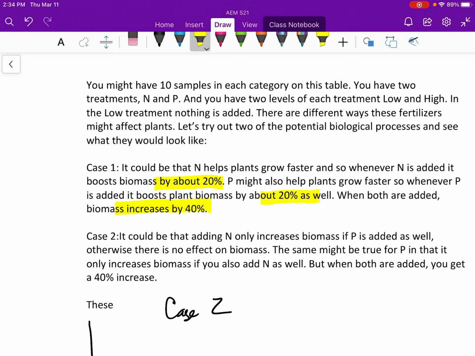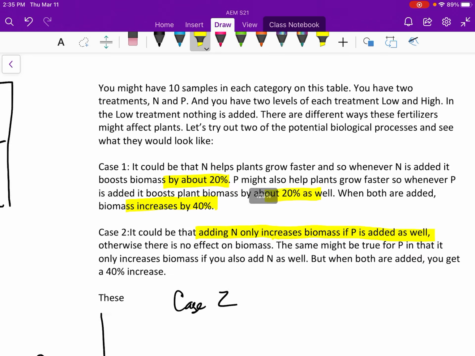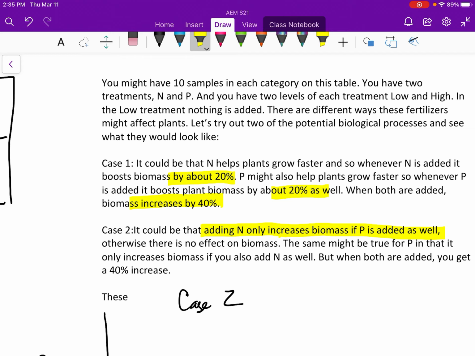In case 2, the biological process might be different. It might be that adding nitrogen only increases biomass if phosphorus is added as well. If that is the biological process, then there won't be any effect on biomass if you don't add both things together. This could actually be very common in ecology. The same might be true in the other direction, right? You might not get an effect of phosphorus if you don't also add nitrogen. When both are added, you get a 40% increase, and I'm making up that data.